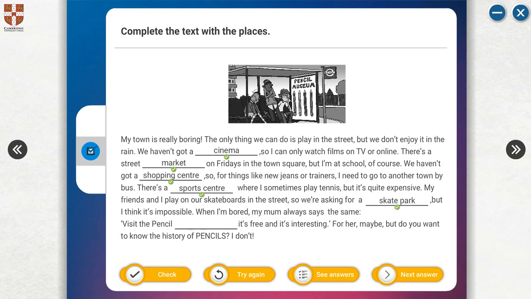But I think it's impossible, and when I'm bored, my mom always says the same. Visit the blank. It is free and interesting for her maybe, but you don't. Do you want to know the history of pencils? I don't. The history of pencils, so the blank should be museum. Now you can check your answer.